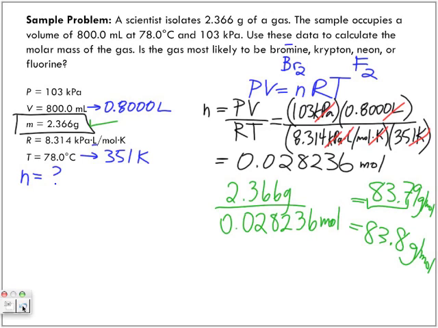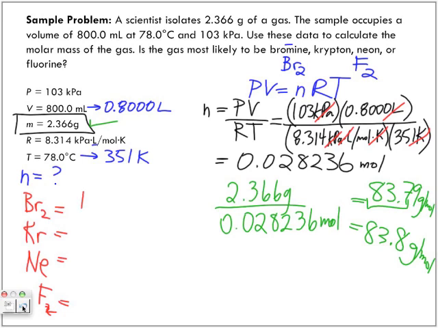Now, what we need to do is find the molar mass of the four to figure out, is it bromine, krypton, neon, or fluorine? So we need to find the molar mass of bromine, molar mass of krypton, molar mass of neon, and the molar mass of fluorine. So it's really important that you were able to figure out that you needed to know about the diatomics and remember the diatomics, because otherwise we would have just found the molar mass of just one bromine and one fluorine. So let me give you the calculations.